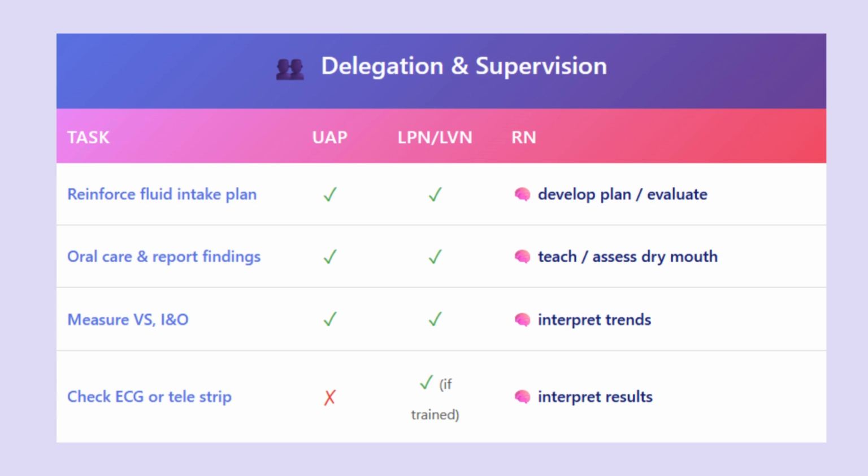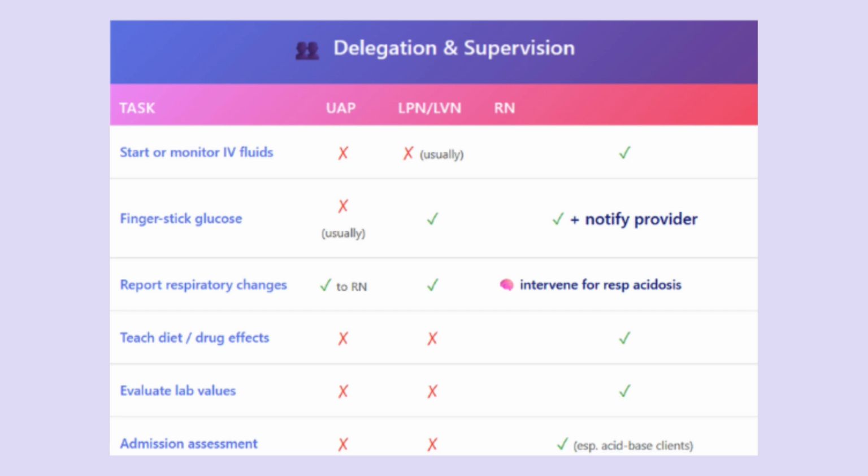Now let's talk about how to delegate safely and supervise effectively. Match the task to the level of training and patient stability. Unlicensed assistive personnel can encourage fluids once the RN has set the plan, perform oral care, take vital signs, and measure intake and output. They cannot start IVs, assess patients, interpret ECGs, or perform fingerstick glucose checks unless their role description allows it. LPNs can provide routine care, give certain oral medications, and monitor stable patients, but they do not interpret lab results or care for unstable clients.